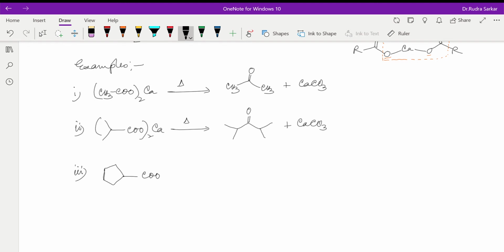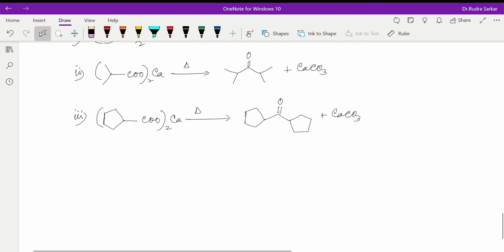If I give you this, what is your R? This is your R. So what will you do? And alongside the side product is calcium carbonate.